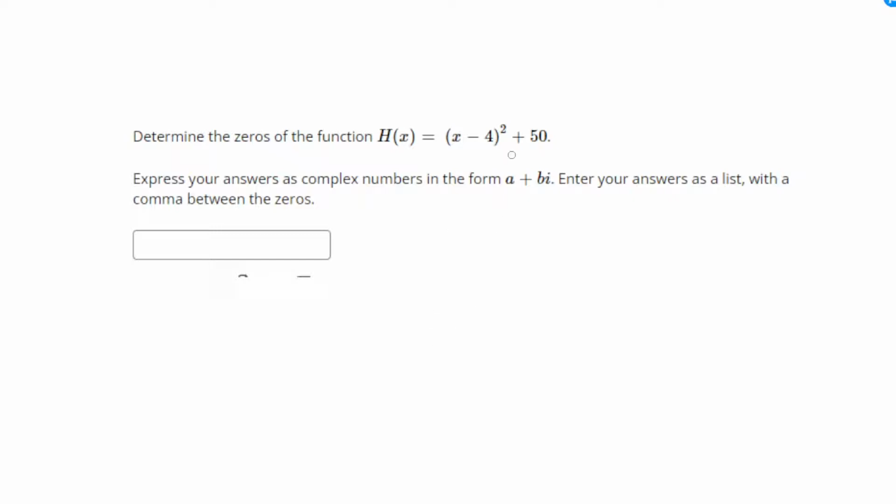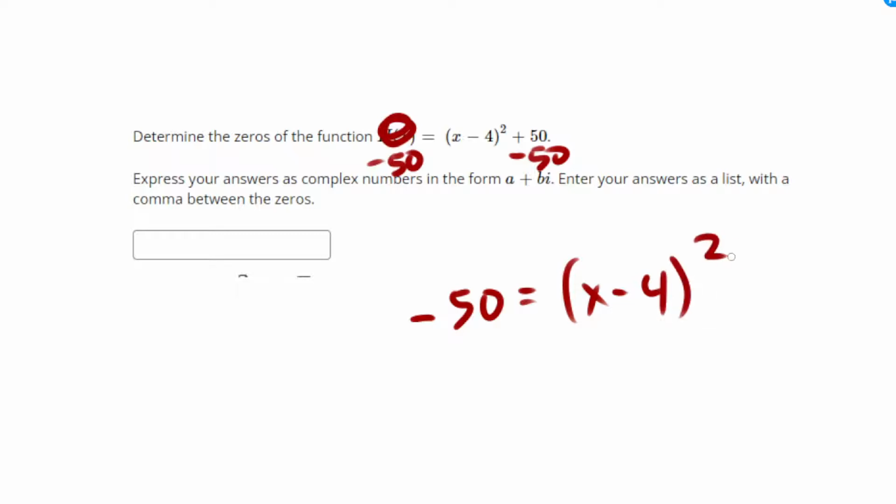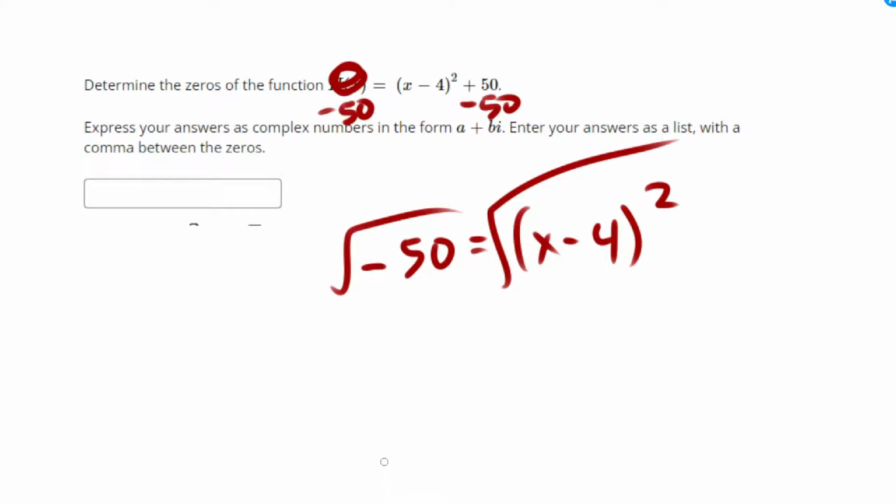We're going to subtract 50 from both sides. Well, we're going to set this equal to 0 first. So we have negative 50 is equal to x minus 4 squared. We can square root both sides. And that will give us an error if you plug this into your calculator, because you cannot have a negative inside a radical with an even root. No number times itself an even number of times, like twice or 4 times, will ever give you a negative number.